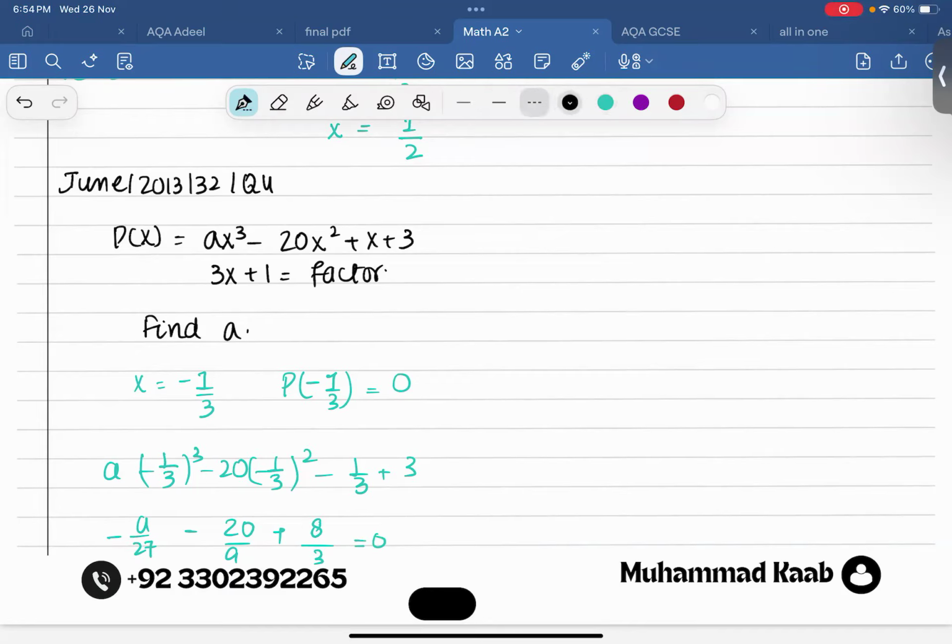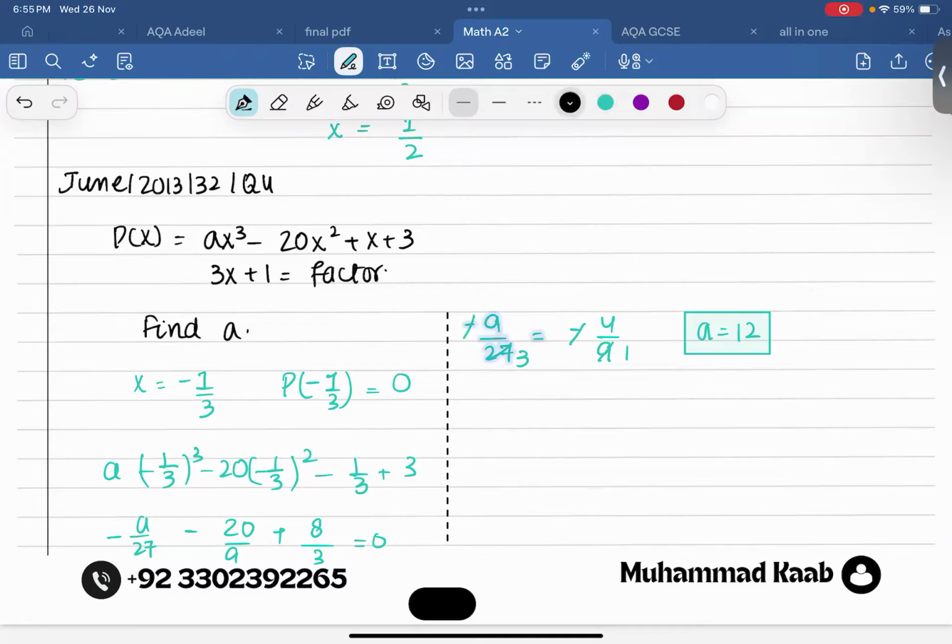Now, okay, you can further solve this one. Okay, so negative a over 27 is equal to negative 20 over 9 plus 8 over 3, which gives me negative 4 over 9, if I bring it to the other side. 4 and 4 get cancelled. 4 nines are 36, 9 threes are 27, 3 fours are 12. So a is 12, right? Is that clear?